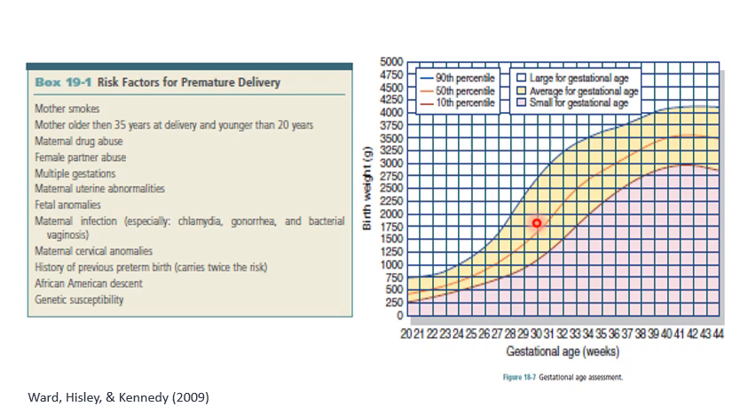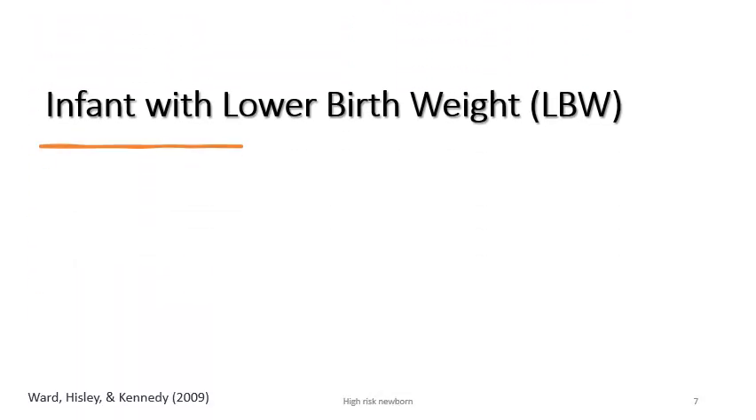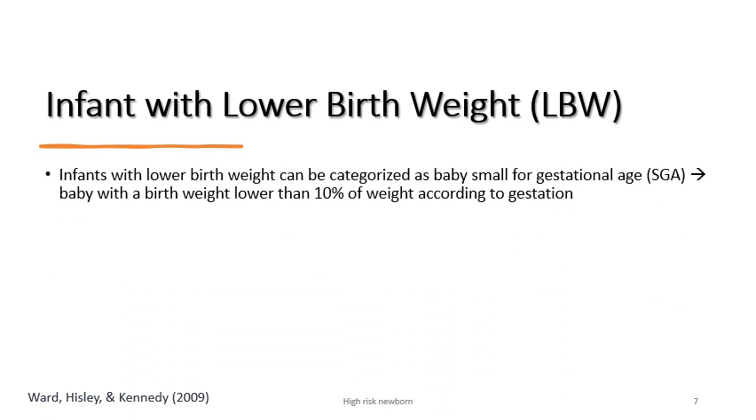And then we have another baby who was born at 33 weeks and only 1,000 grams. So the baby will be here. So this is what I mean by small for gestational age. So this last baby will be a small baby for gestational age. Infants with lower birth weight tend to be small for gestational age, which means they have only 10% of the weight expected for their gestation.